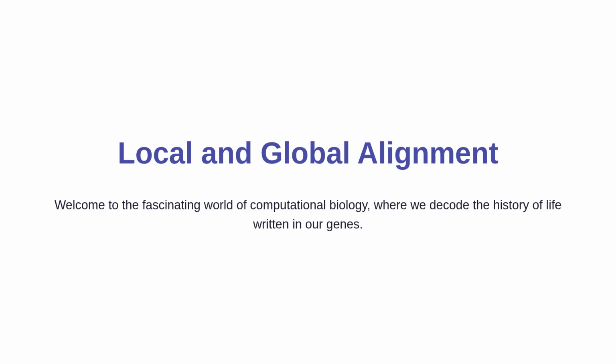Welcome to this lecture on local and global alignment in computational biology. Imagine you have two slightly different versions of a recipe for baking a cake. If you want to see exactly what changed, you would place them side by side and match up the identical steps. In computational biology, we do exactly this. But instead of recipes, we are comparing long strings of biological letters, like DNA or proteins. This process is the absolute foundation of bioinformatics, and today we are going to master how it works.